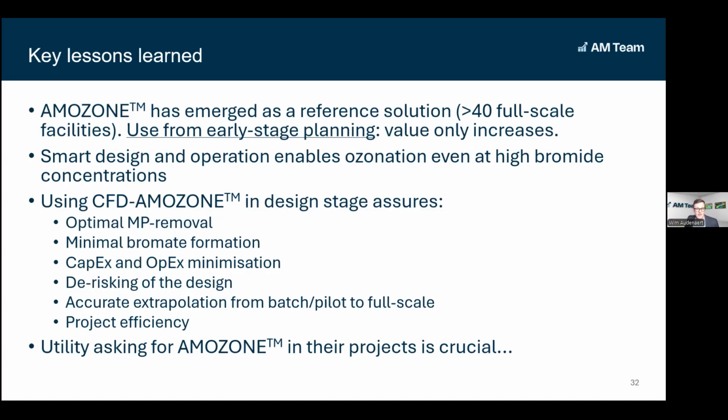Smart design and operation also enable ozonation even at high bromide concentrations. We have seen it. We helped design plants that are operating at bromide with over 1,000 micrograms per liter. You would say in the past, yeah, this is not feasible, but also Peter has shown the limitations of batch and pilot testing. And if the design and operation is smart, it can really work very well. So also there we help to reduce a little bit the barriers of the implementation of this technology.